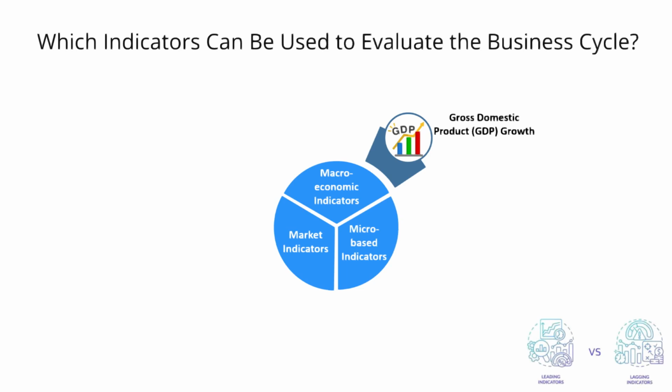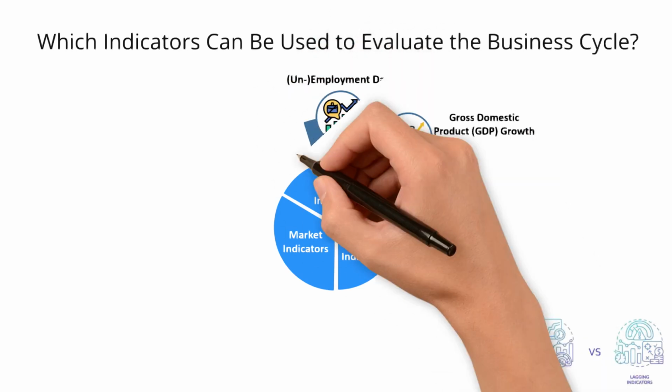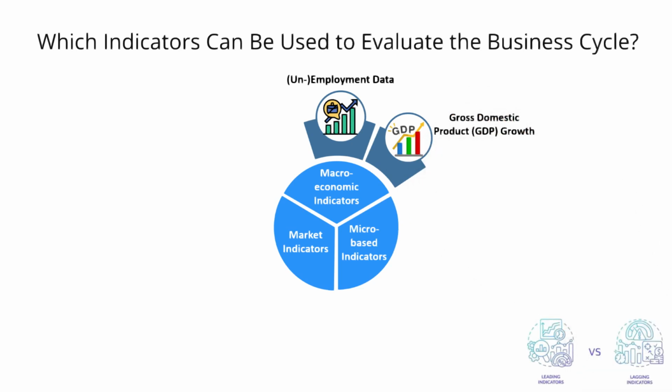Next, unemployment data, which is also a lagging indicator. It includes non-farm payrolls, unemployment rates, and labor force participation. High employment suggests expansion, while rising unemployment signals a downturn.